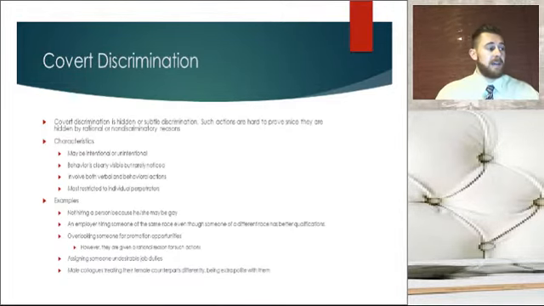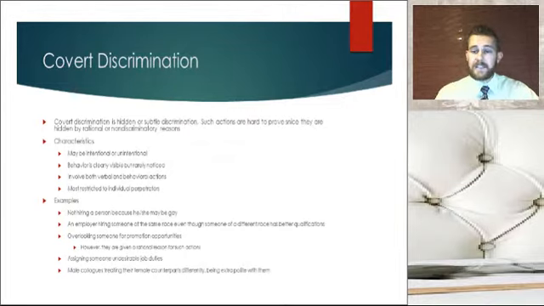Next, we will talk about covert discrimination. Covert discrimination is hidden or subtle discrimination. Such actions are actually hard to prove since they are hidden by rational or non-discriminatory reasons. The characteristics of covert discrimination may be intentional or unintentional. Behavior is clearly visible but rarely noticed. They involve both verbal and behavioral actions, and most are related to individual perpetrators.